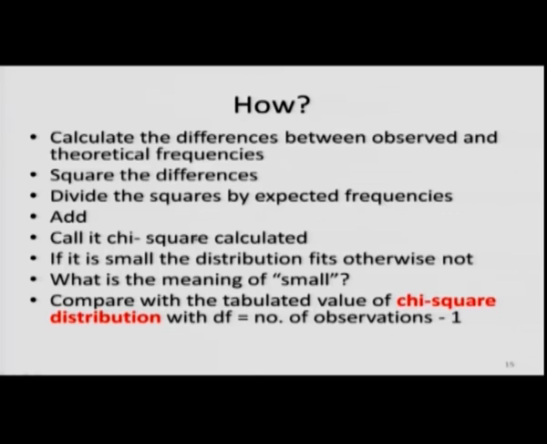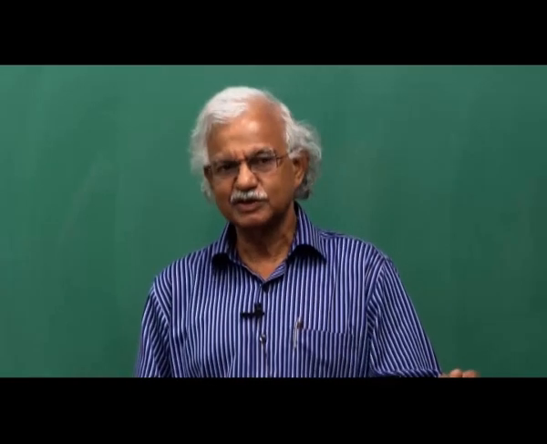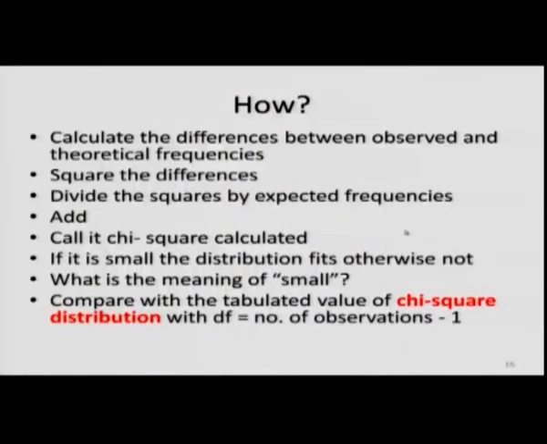This is called chi-square, and this gives you the calculated value of chi-square. If it is small, you can say that the distribution fits, otherwise the distribution does not fit. Now, what is the meaning of small? For this purpose, we compare calculated values of chi square with the tabulated values of chi square with degrees of freedom, number of observations minus 1, number of values which you are comparing, number of differences that you are comparing minus 1, that is called degrees of freedom.